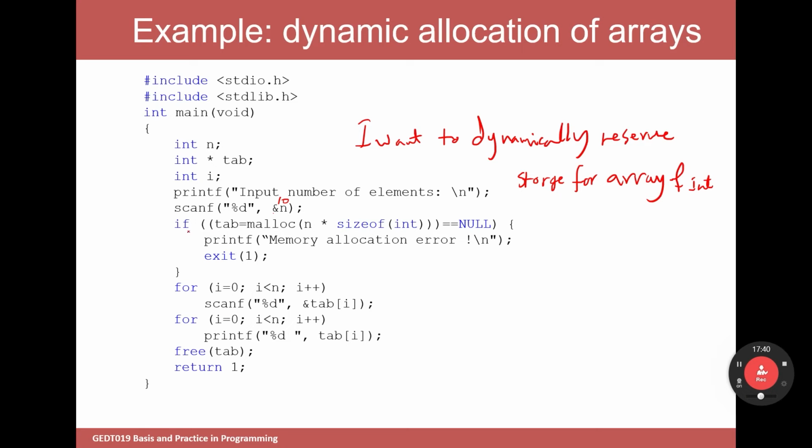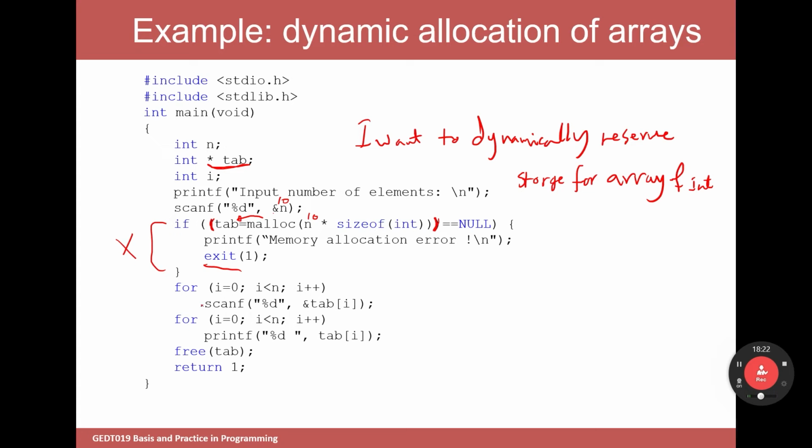I will say it like this: malloc of n, where n is 10 here, okay, times size of integer. And this one will go to the pointer tab, okay? Tab is a pointer to integer. And I will check, does tab equal null? If it equals null, that means I did not succeed in reserving this memory, so in this case, I shut down the software. But if it's not equal null, that means everything is okay, so this one will not run, okay?